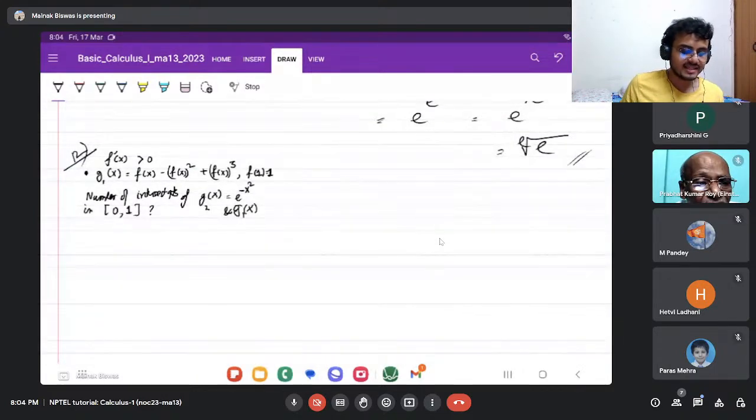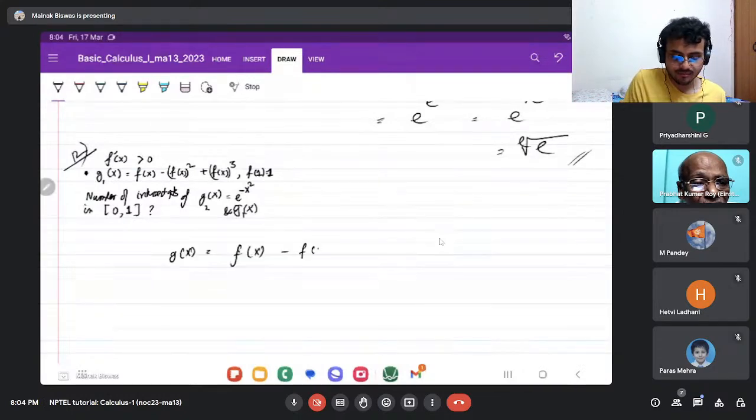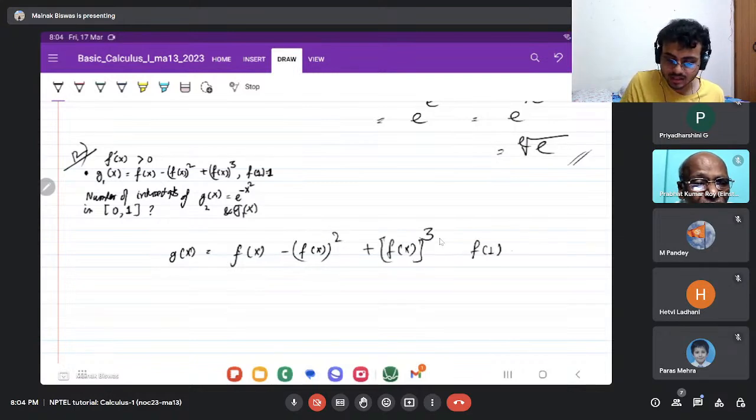So it's saying that your g function, g of x, is defined as f(x) minus f squared plus f(x) cube. And it said f of 1 is equal to 1, right? Great.